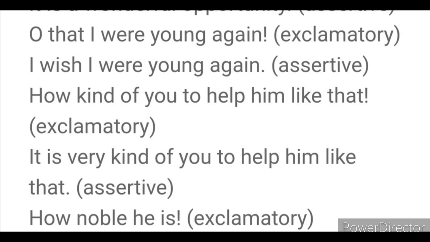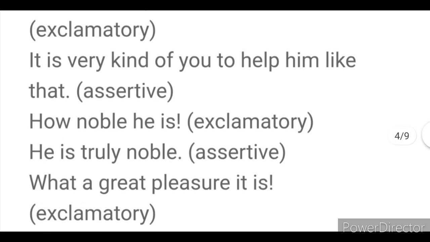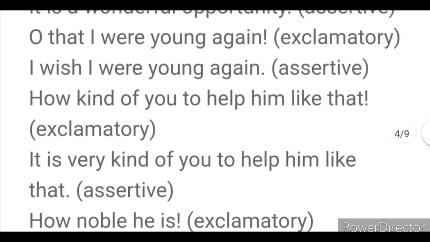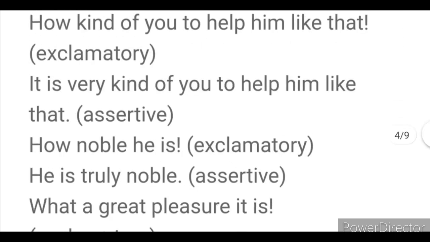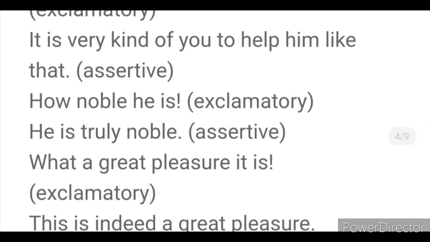It is very kind of you to help him like that. See, ending with a full stop. So it is an assertive sentence. It is very kind. See, what changes into very. Then, how noble he is. Exclamatory. Exclamation mark is put after the word is. And then he is truly noble. How noble he is? He is truly noble.